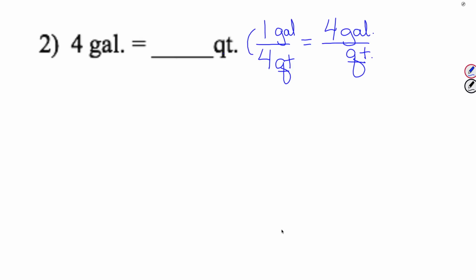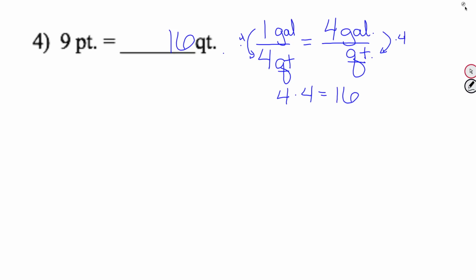So you can either look vertically and multiply by 4 or cross multiply and divide, whichever way works best for you. You need to do 4 times 4 to get 16. 16 quarts is our answer.